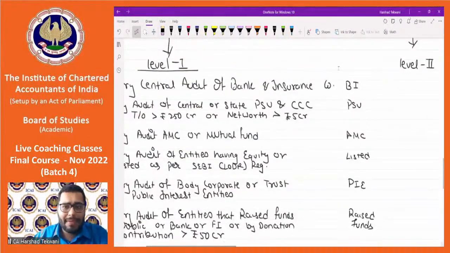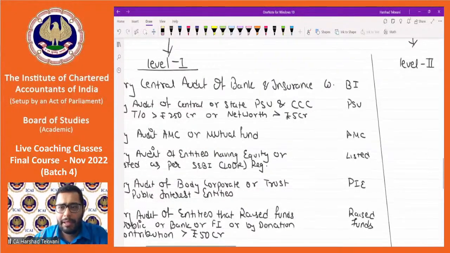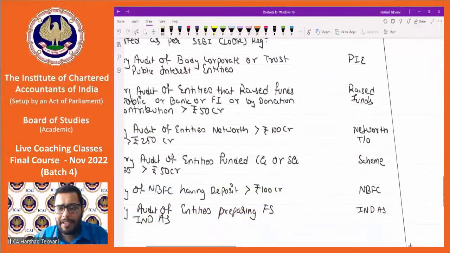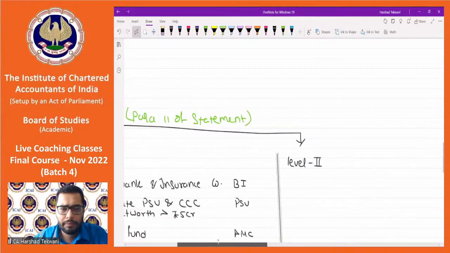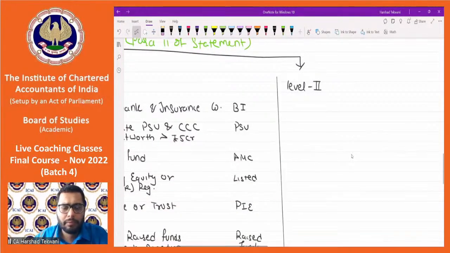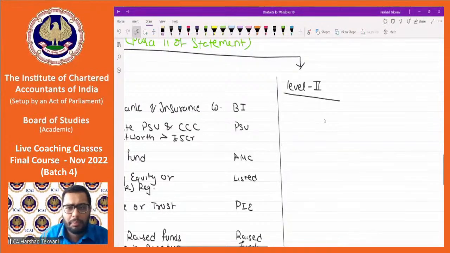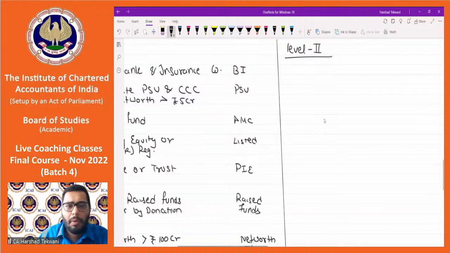Okay. Other than this, now let's see which are the level 2 entities. Level 2 practice unit. Level 2 means a practice unit which has undertaken any audit or review other than what we have already discussed in level 1, but includes statutory audit, internal audit, concurrent audit, system or tax audit.